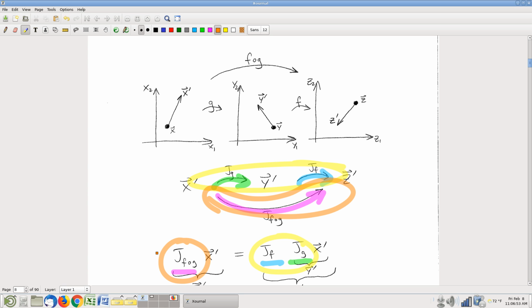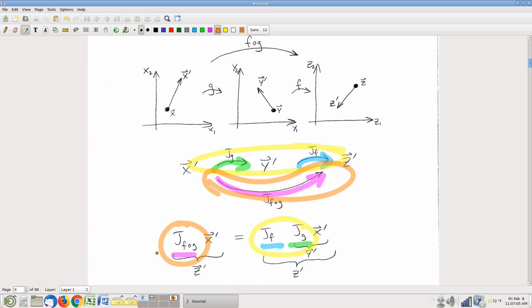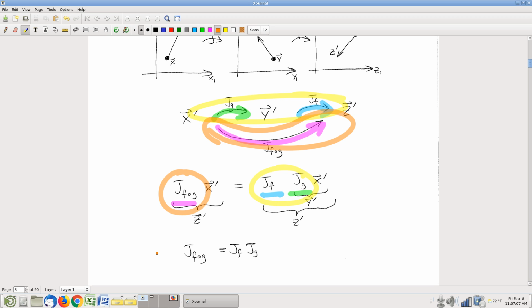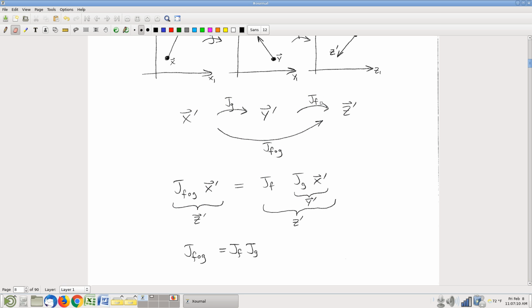Because multiplication first by Jg followed by multiplication by Jf accomplishes exactly the same thing as just multiplying by the Jacobian of the composition in the first place. Right? And so, therefore, these matrices are the same.